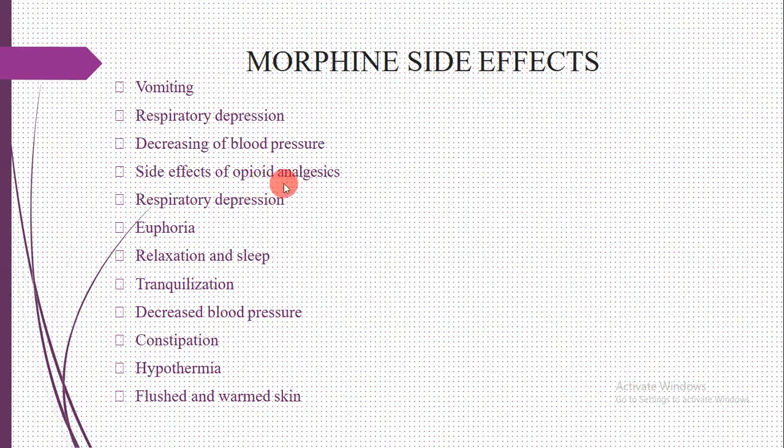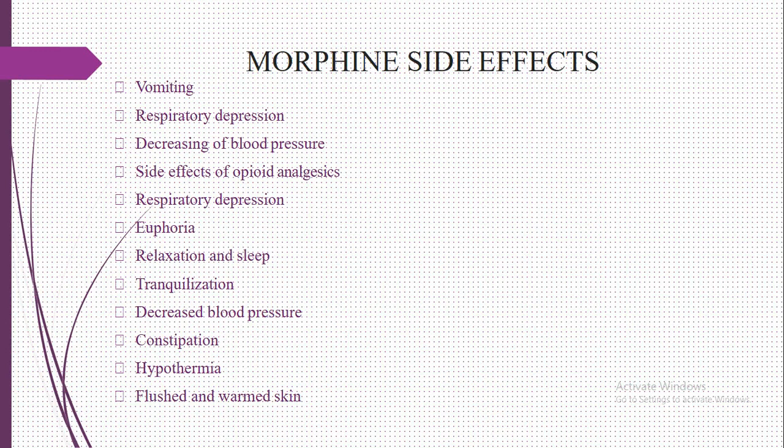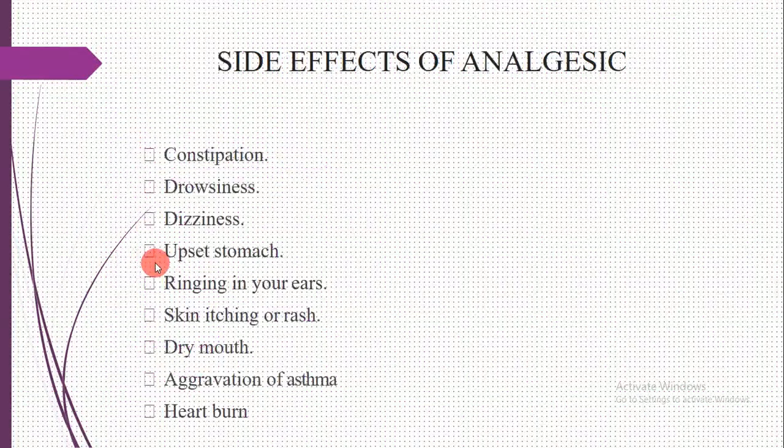Side effects of opioid analgesics: respiratory depression may occur, and euphoria may occur. Euphoria means when you are in a state of pleasure. Relaxation and sleep, tranquilization, decreased blood pressure, constipation. This is also a major side effect reported after the administration of morphine, and hypothermia may occur, low temperature, flushed and warm skin. These are the side effects of morphine.